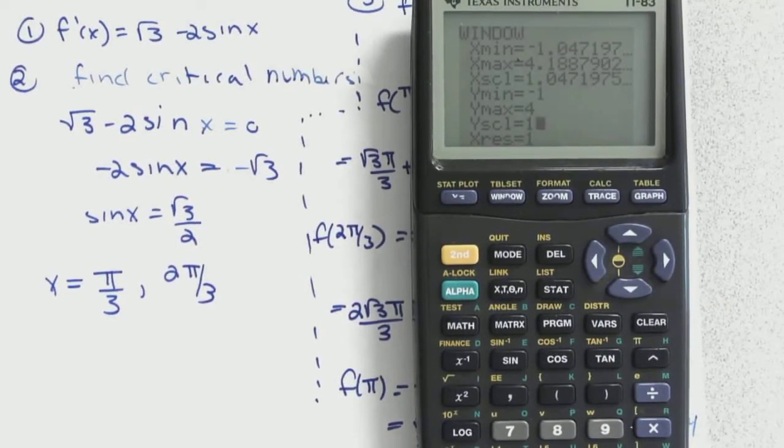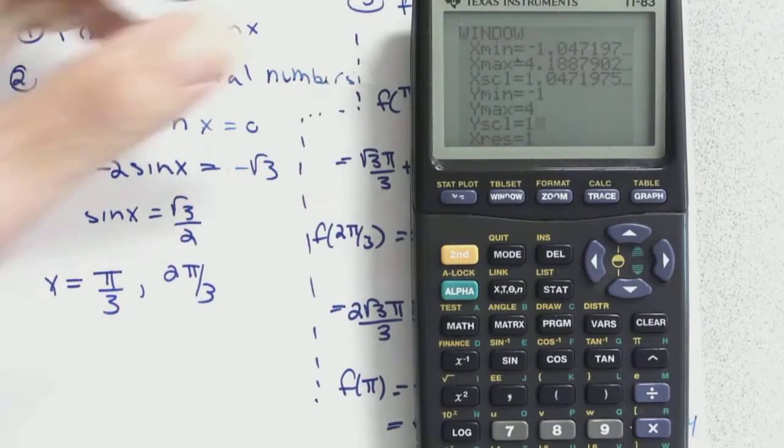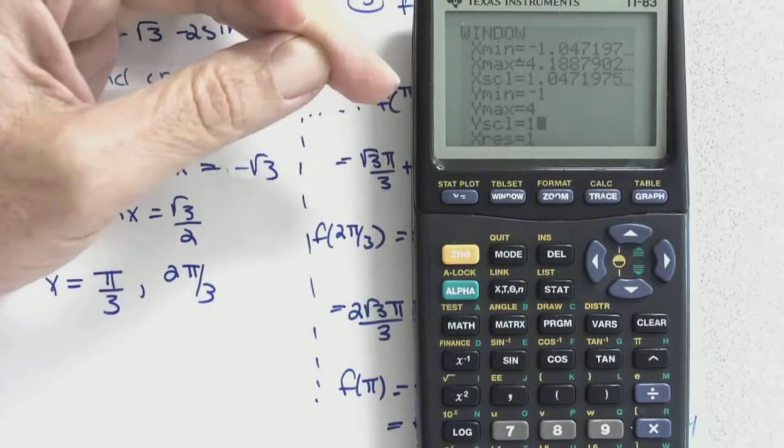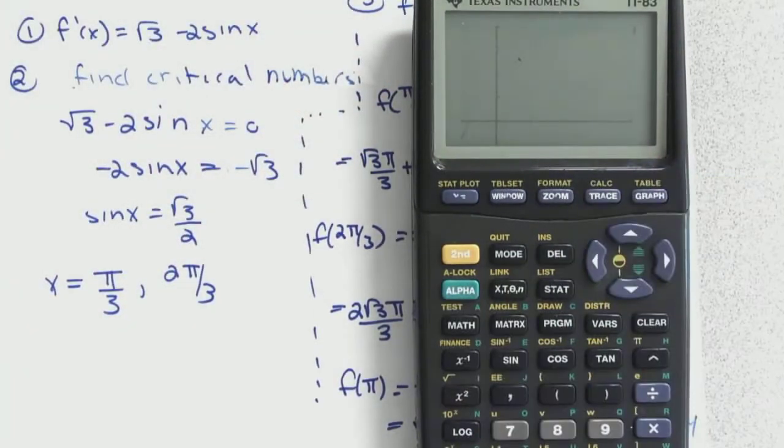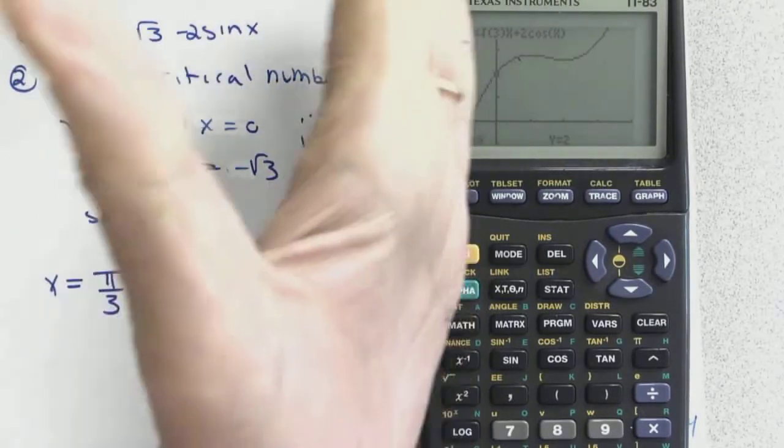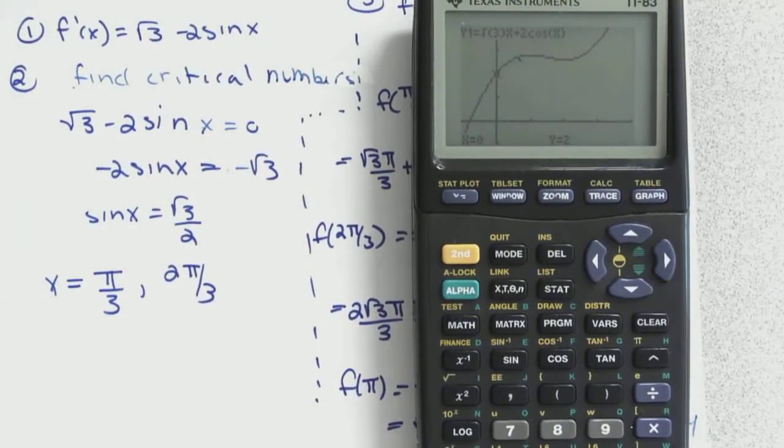So I didn't just press Zoom 6. I really thought about it. It went a little bit bigger than the interval they told me, which is 0 to pi, and a little bit bigger than the y values that I found. And now graph. And there's my graph coming up. Then I said that there should be the absolute minimum at 0. So I'll do a trace, and I'll hit 0. And yep, on the interval in question, that point, 0, 2, is what I predicted. It is an absolute minimum.